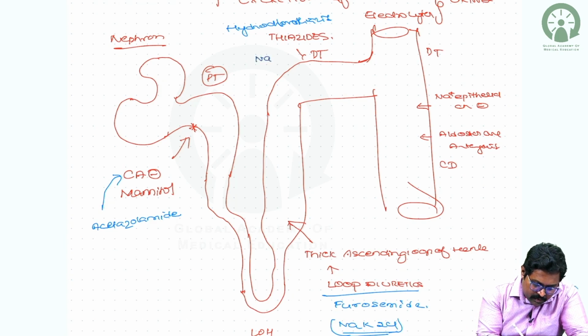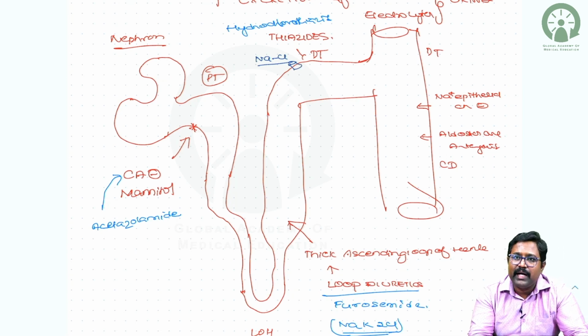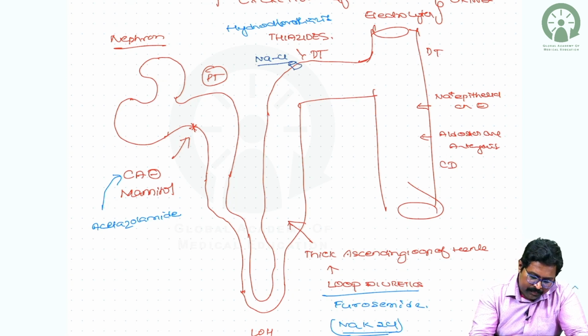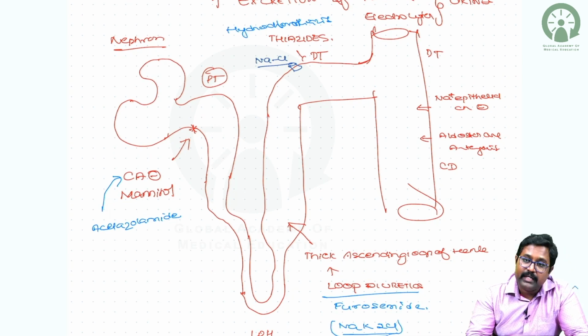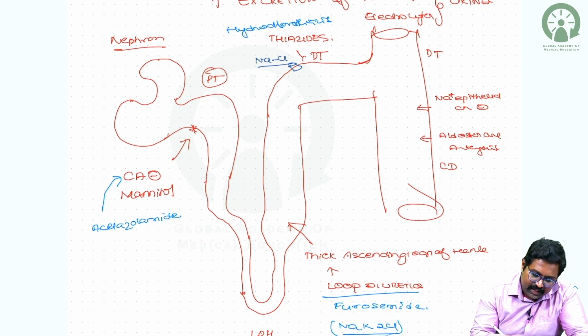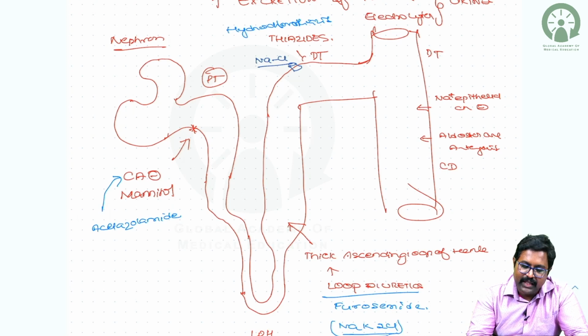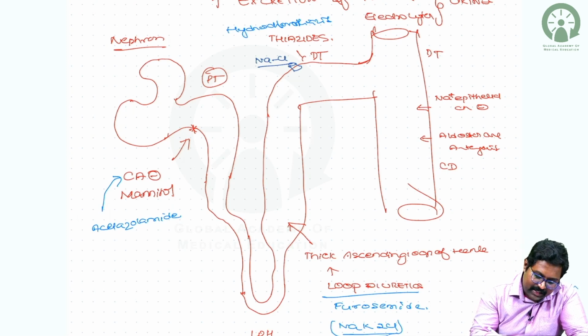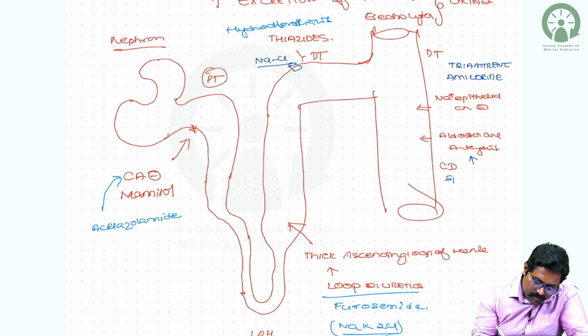And on the distal tubule and the collecting duct, we have drugs which are acting on the sodium epithelial channels, that is amiloride and triamterene, and the aldosterone antagonists will be your spironolactone and your eplerenone. So these are the target sites you should remember.